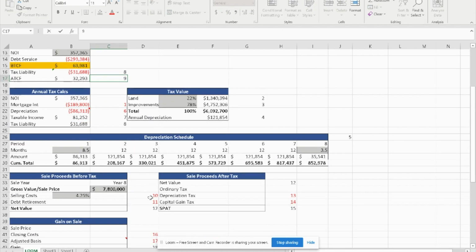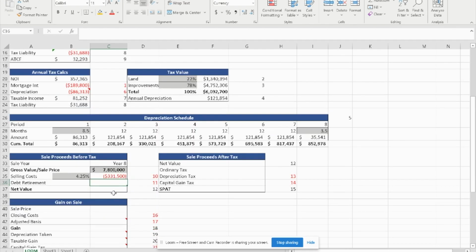We're going to move over to step number 10 to calculate the selling cost. Since we already know that the property is selling for $7.8 million at a selling cost of 4.25%, we're going to multiply 4.25% times the selling price, but we're going to make that a negative number since it is a cost. So the selling cost for that property at year 8 is $331,000.